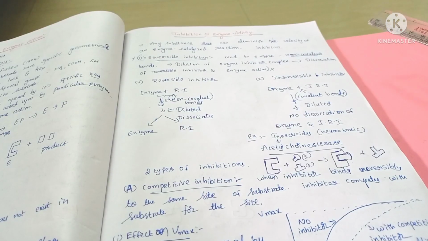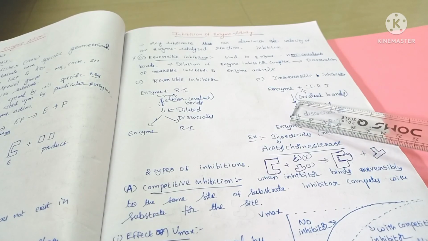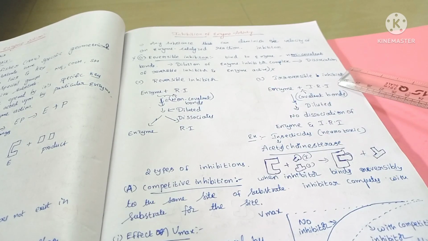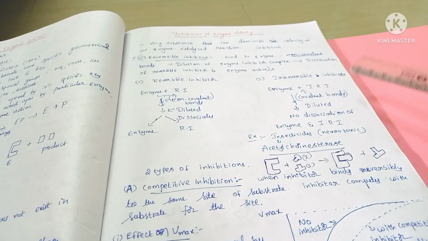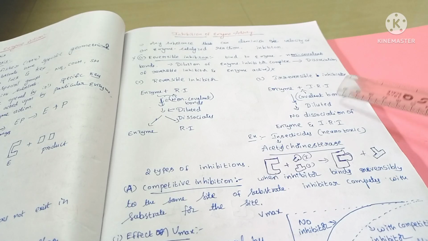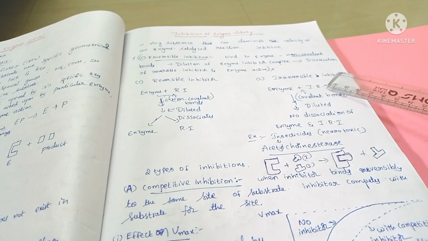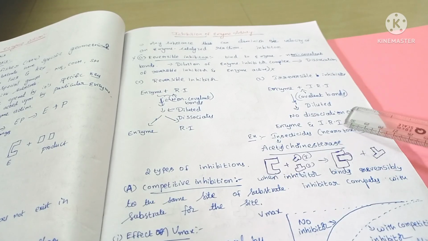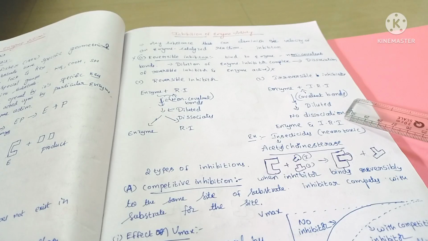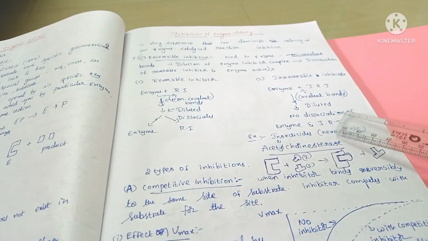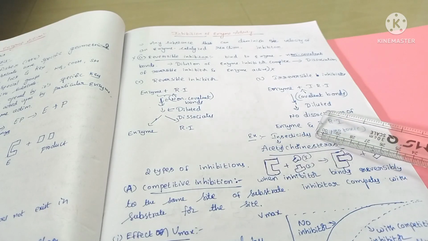Next one is the irreversible inhibitor. In an irreversible inhibitor, enzymes and irreversible inhibitors bind covalently. That means covalent bonds are formed, and those are very strong bonds, right? They bind tightly to the enzymes and cannot be dissociated even if we dilute the enzyme inhibitor complex. An example of an irreversible inhibitor is insecticide. Insecticides are substances which kill insects, right?